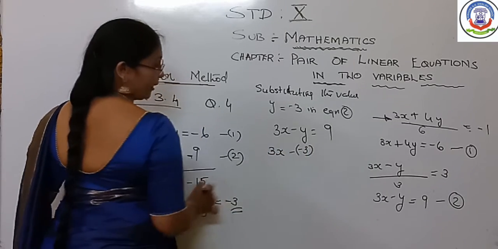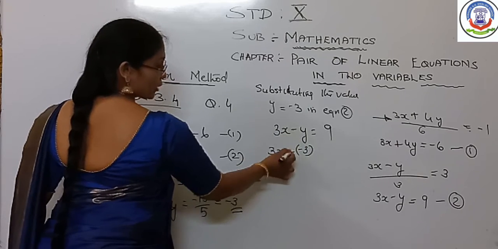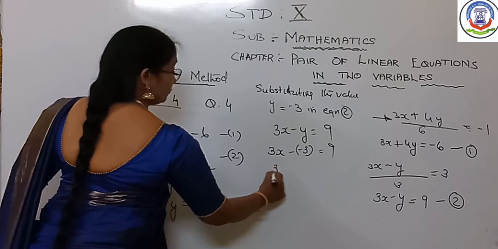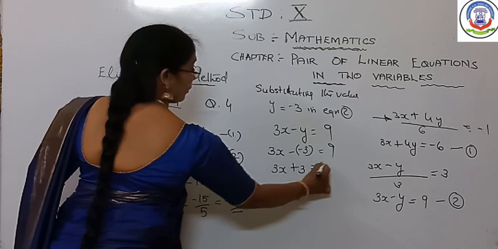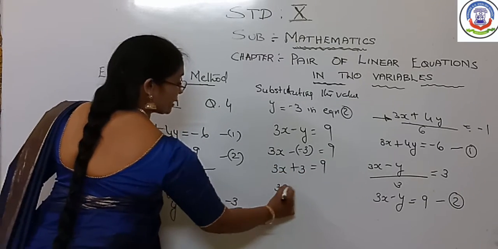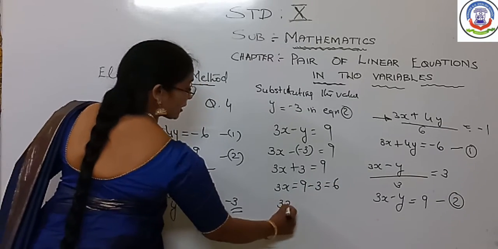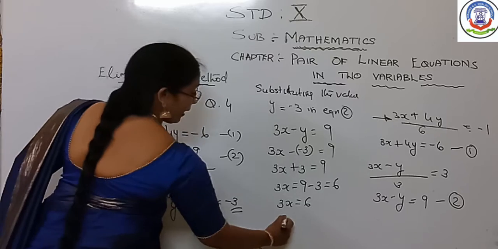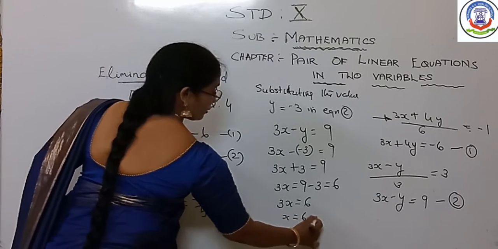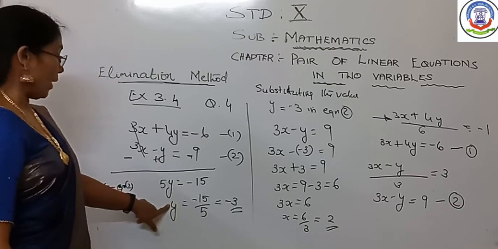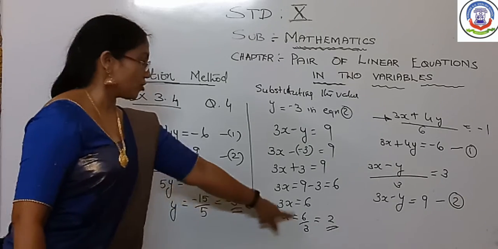The y value is -3. So 3x minus (-3) is equal to 9. 3x plus 3 equal to 9. That means 3x is equal to 9 minus 3 equal to 6. That means 3x equal to 6. x is equal to 6 upon 3 equal to 2. Now you got both values, y equal to -3 and x is equal to 2.